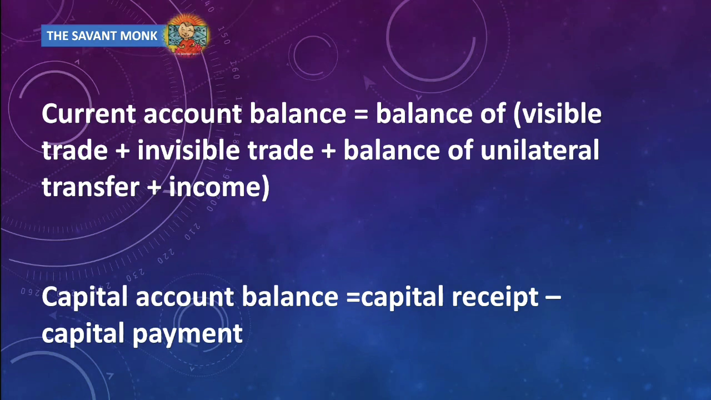Okay, so if the question asks you to find current account balance, then you have to find the balance of visible trade plus balance of invisible trade plus balance of unilateral transfer plus income. And how can we find the balance of all these things? See, balance means export minus import. So export minus import of visible trade plus export minus import of invisible trade, and so on. And if you have to find capital account balance, then just subtract capital receipt from capital payment. Okay, and these things will be given to you in the question. So we will practice it later on. Let's just focus on the conceptual things.